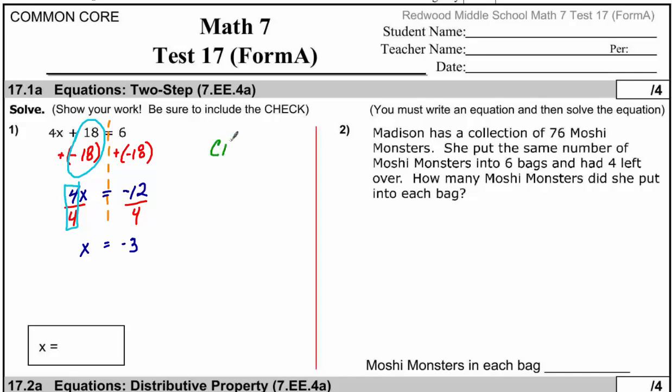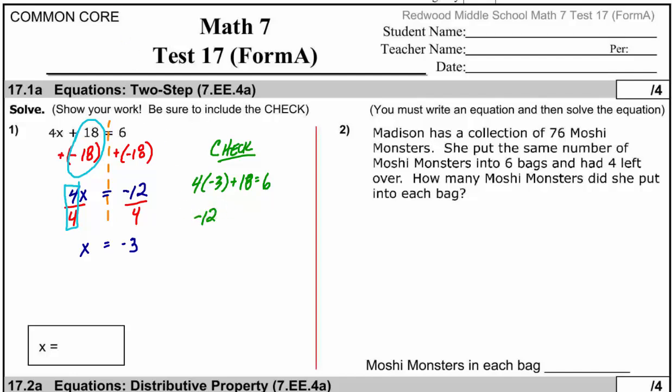Then before we step away from the problem, we need to check our work. We just want to make sure that we did the problem correctly. The check lets us do one last look at the problem before we turn it in, before we call the answer final. All right, so we have 4 times negative 3, that's negative 12.